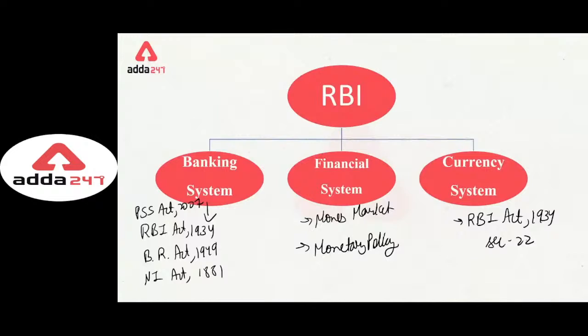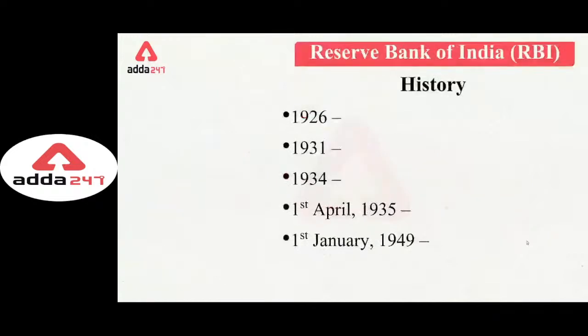Now let's understand the history of RBI. First of all, to establish RBI, we had a certain commission that was Hilton Young Commission, which was introduced in the year 1926, and it was the first recommendation given to develop or to establish the Central Bank of India.